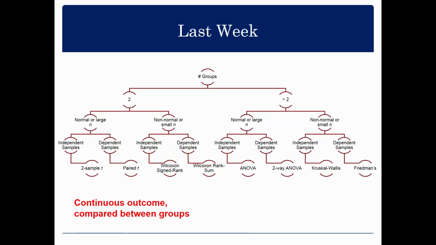Remember last week we covered different methods for comparing a continuous outcome between groups, in other words, for comparing means, mean responses. And we talked primarily about the t-test and analysis of variance, or ANOVA. The t-test is appropriate when you have one or two groups. Analysis of variance is only appropriate when you have more than two groups. T-tests should not be applied in that case.